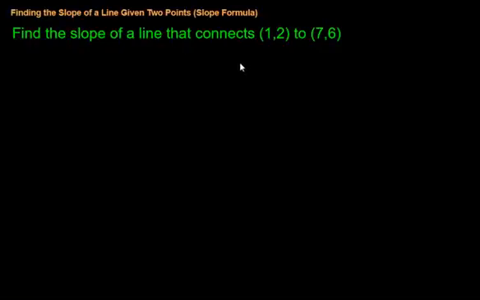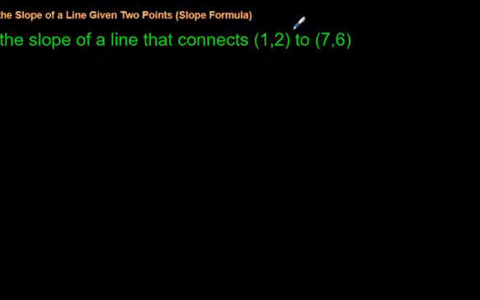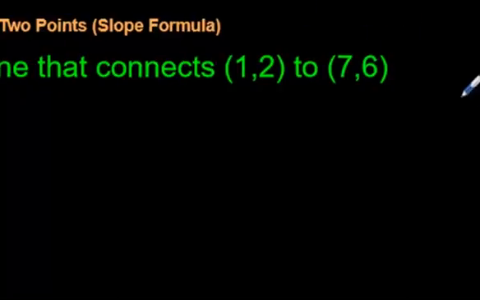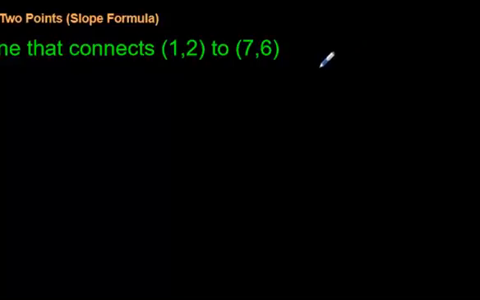Okay, folks, so today what we're going to look at is how to figure out the slope of a line if you're given 2 points. Here are 2 points: (1, 2) and (7, 6). Just before we talk about the formula, I'll quickly show you how to do this with graphing.